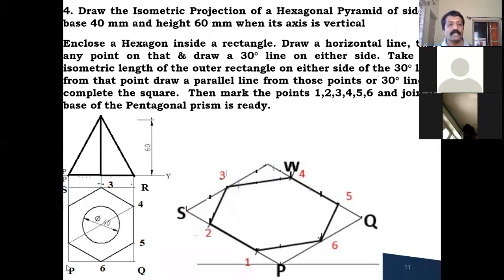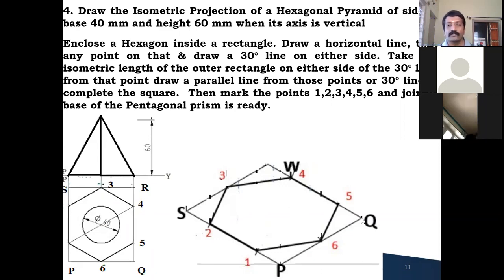Similarly, I'll measure the distance P to S and convert the distance into isometric scale. From P, I'll cut the left side 30-degree line and I'll call that point S. After getting S and Q, from S we can draw a parallel line to PQ like this, or else the 30-degree line on the right side. How to draw a 30-degree line? Just draw one horizontal line here, and then you can take the 30-degree line and draw it.